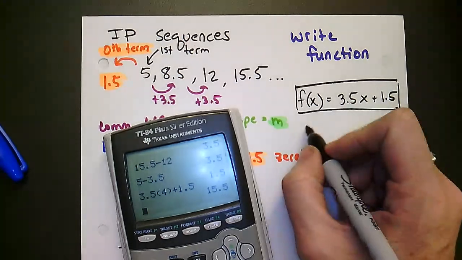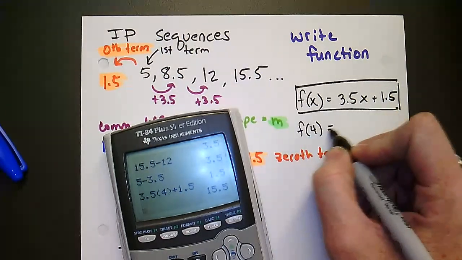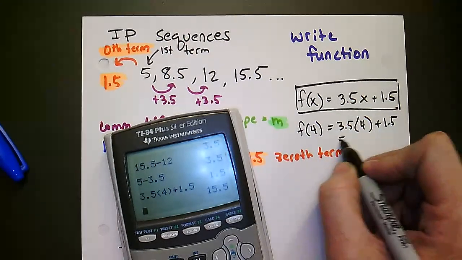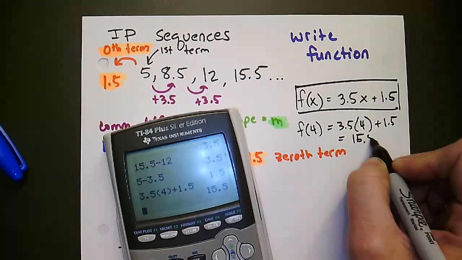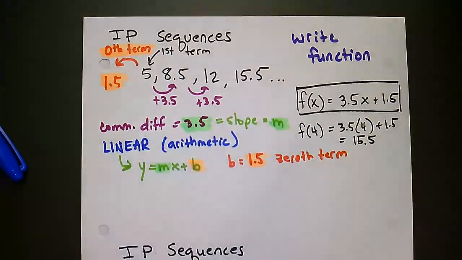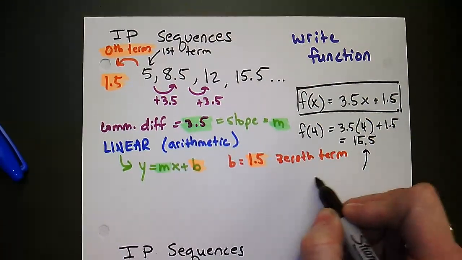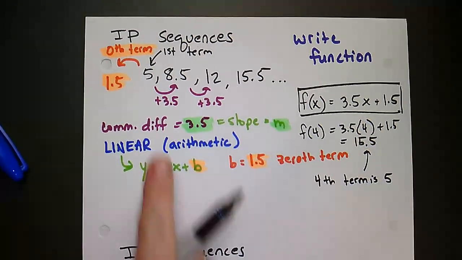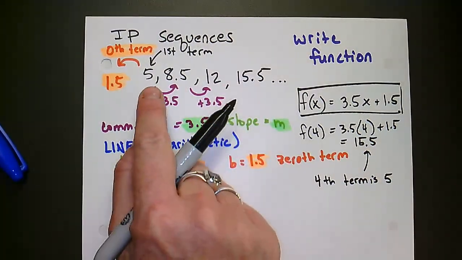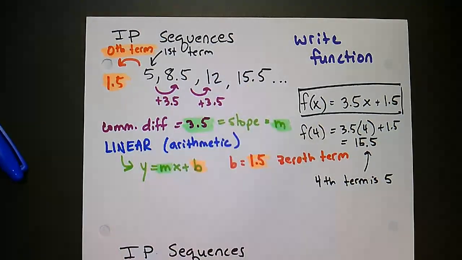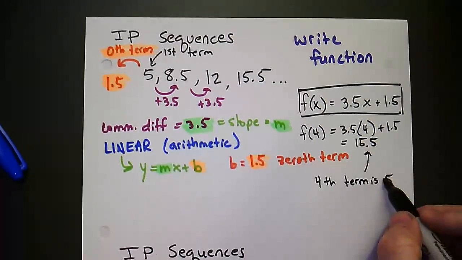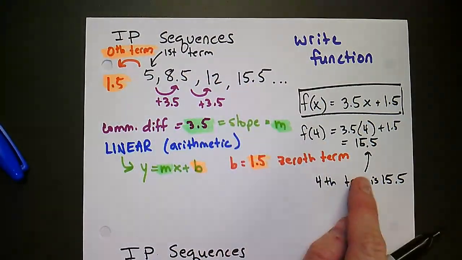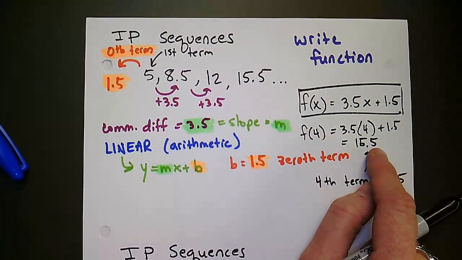But it's nice to sometimes input a number, f of 4, 3.5 times 4, plus 1.5. So that's going to give me 15.5. And that is telling me my 4th term is, oh, I said 5. 4th term is 15.5. Yikes. I can clearly see that from the original sequence: 1st term, 2nd term, 3rd term, 4th term, 15.5. I input 4, I'm going to output 15.5.